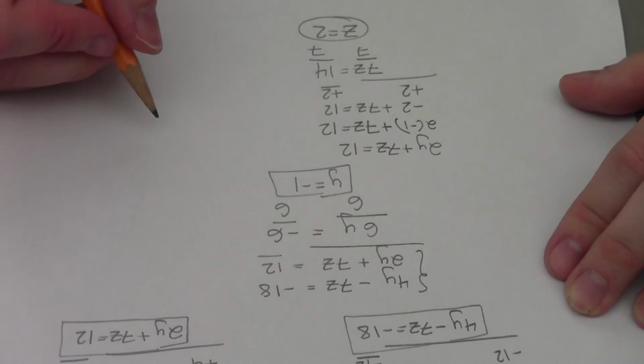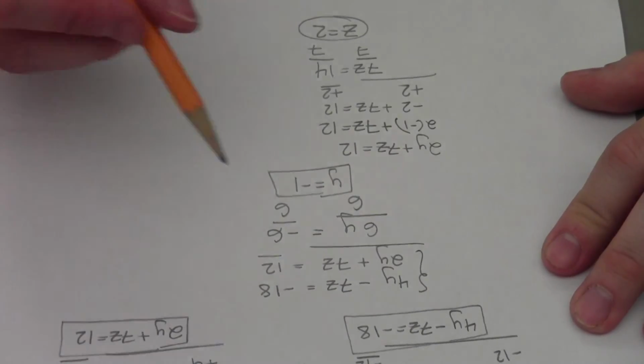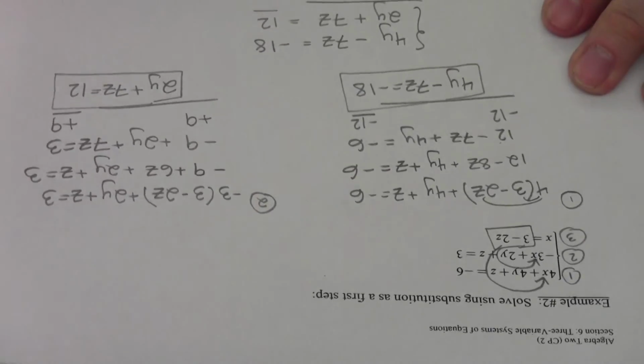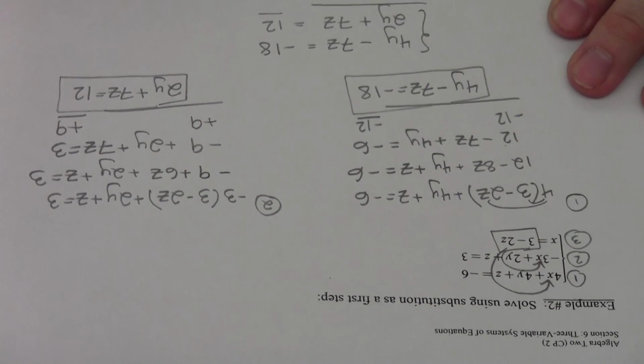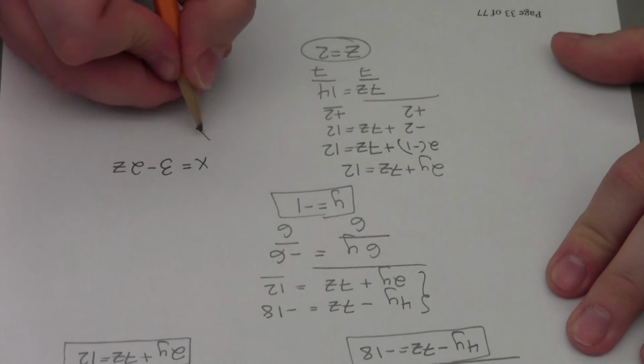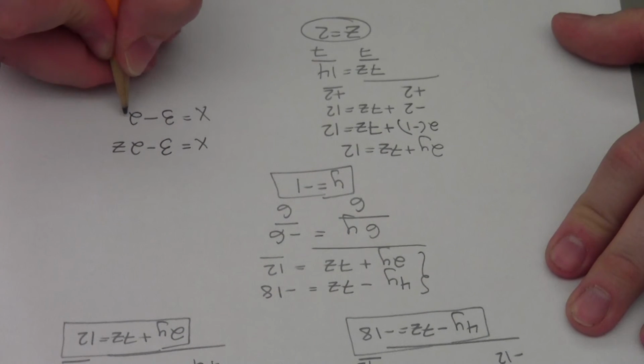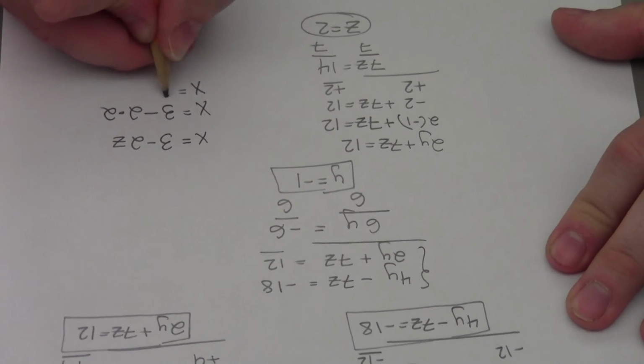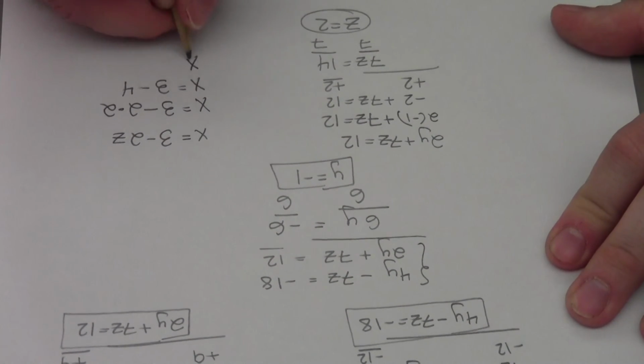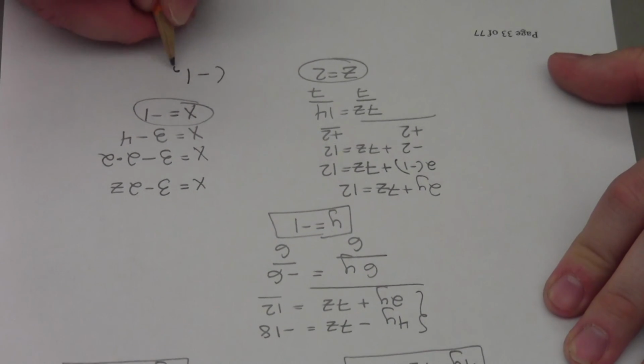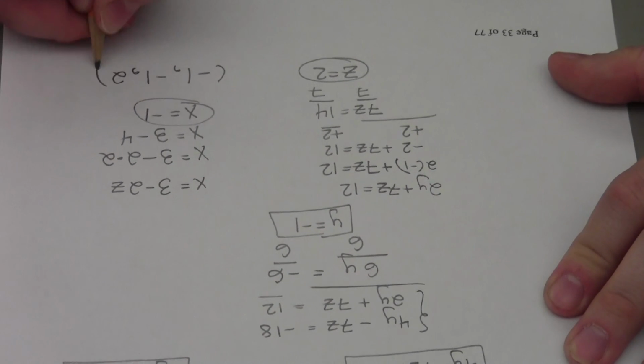Now we need to plug in to find x. I think the easiest way here would be to use that equation that was already in the form x equals. So x equals 3 minus 2z. So x equals 3 minus 2 times 2. x equals 3 minus 4. x equals negative 1. My ordered triple here is negative 1, comma negative 1, comma 2.